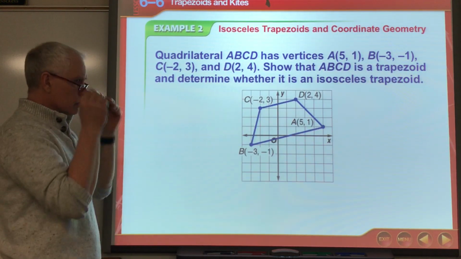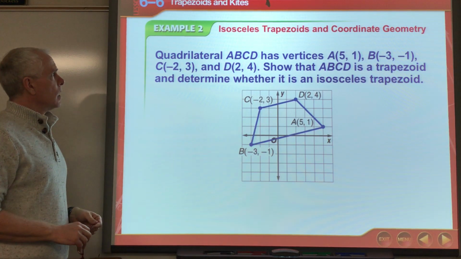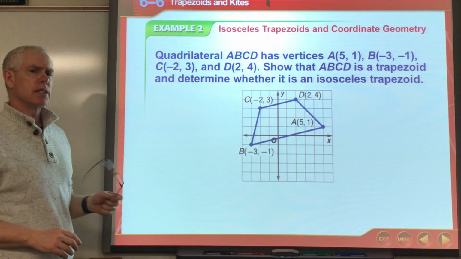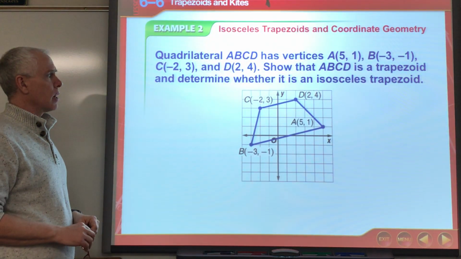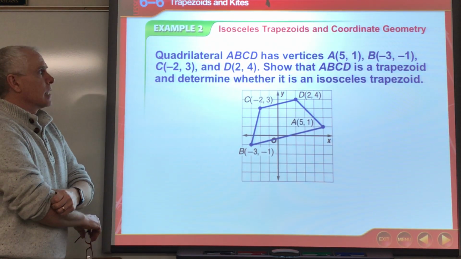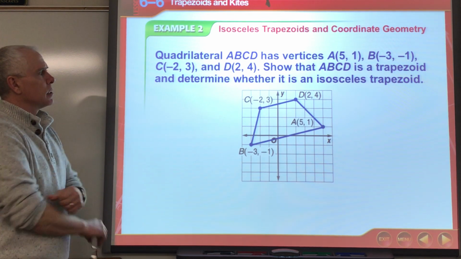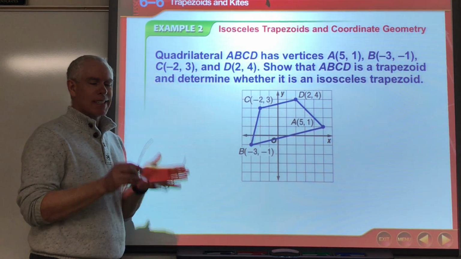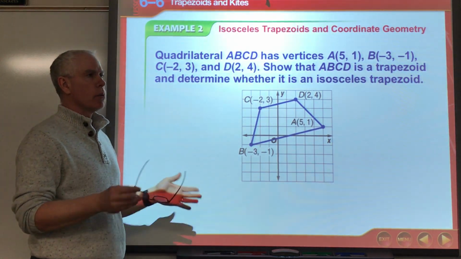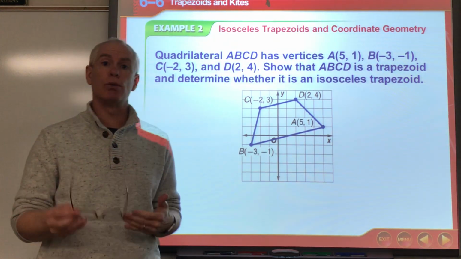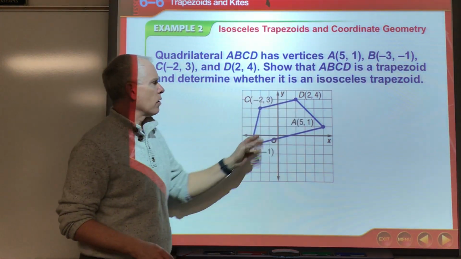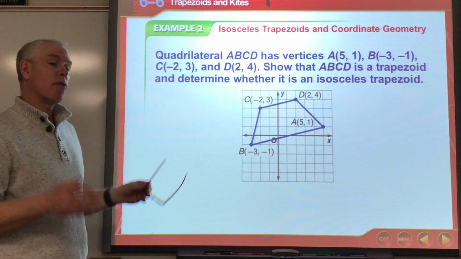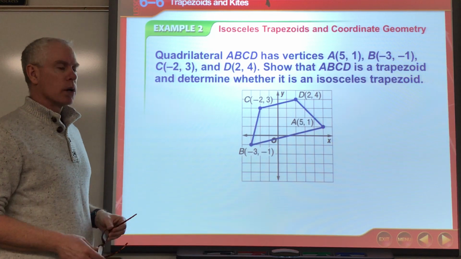Okay, so coordinate proof. I'm given that this is a quadrilateral, and I want to see if it's an isosceles trapezoid or not. Okay, can't assume it's a trapezoid, and I can't assume it's isosceles. The best way to prove that it's a trapezoid is by definition: exactly one pair of parallel sides, and the only way to prove that things are parallel or not is to use slope. So I'm going to find the slope of all of the sides. If the slopes are the same, they're parallel. If they're not the same, they're not parallel. And so if I have one set of sides parallel, we're good to go.